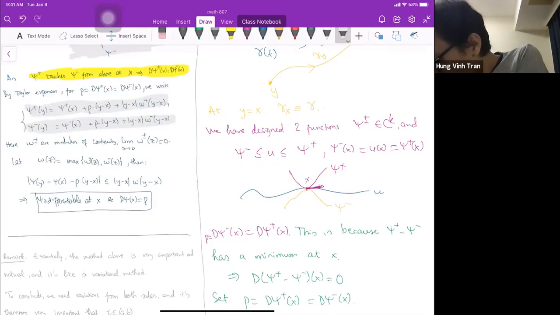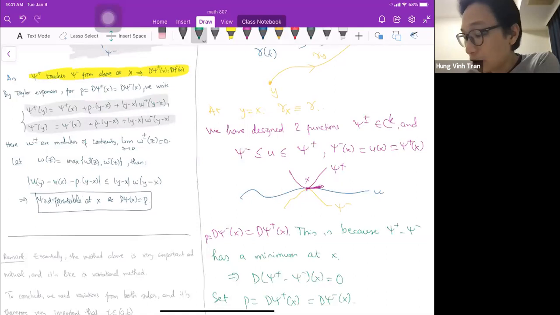Wait, I think I made a typo here. There was something about c; it should be about u. So because u is dominated, let me make a different color so you see that I made a typo. Because again, u is dominated by c plus and c minus, when I'm squeezing u in between, I have u(y) minus u(x) minus p dot (y minus x) is less than or equal to an error term, right? This is from the Taylor expansion, and the modulus of continuity is just the maximum of the two moduli.